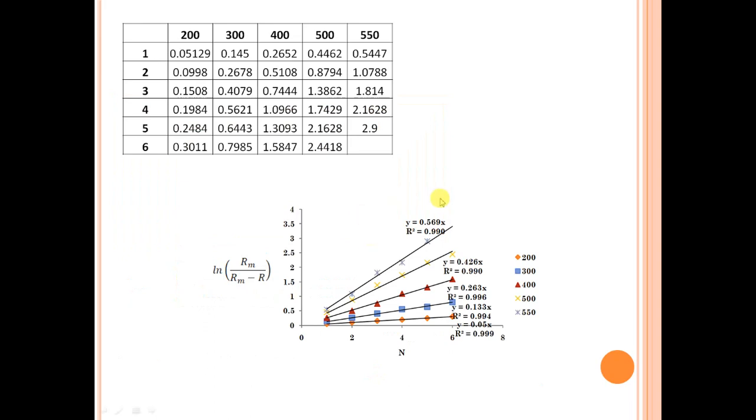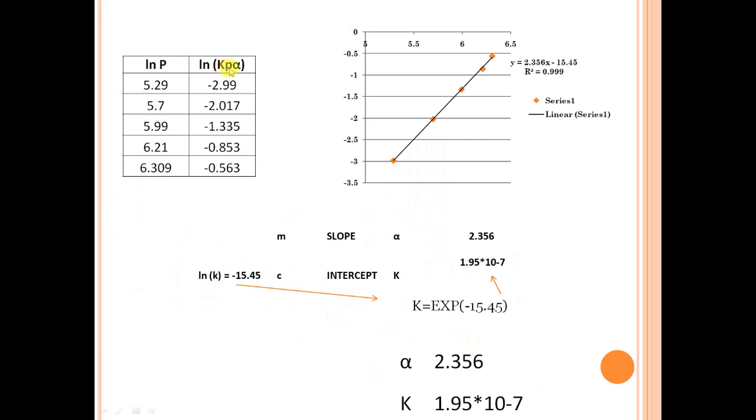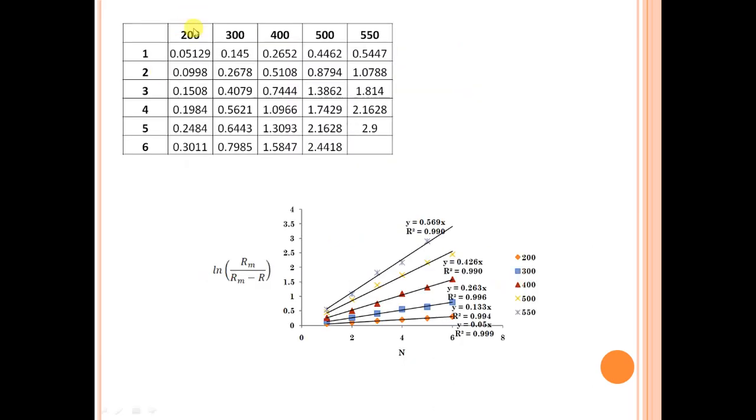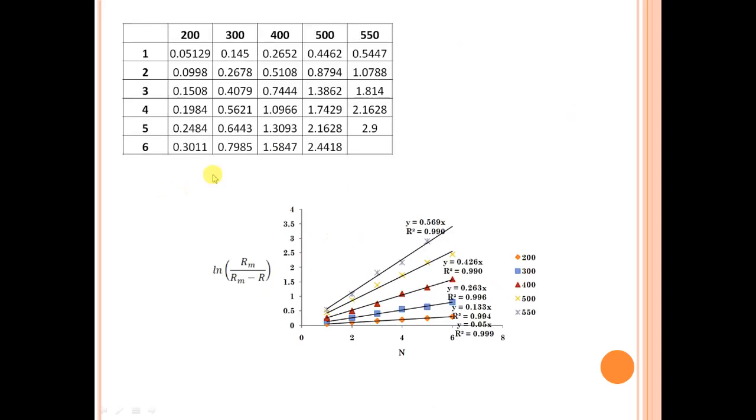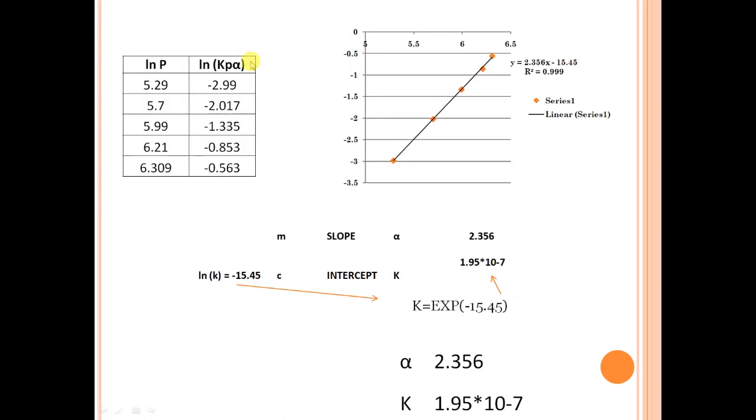Now you have these different Kp par alpha values. What we do is take ln of the Kp par alpha values and ln of the pressure values. The pressures are 200, 300, 400, 500, 550. If you take ln of 200, you will get this; if you take ln of 300, you will get this. The same way you do it for all the pressures. From the previous graph you have already got your Kp par alpha values, and you find ln of those, and you will get these values.